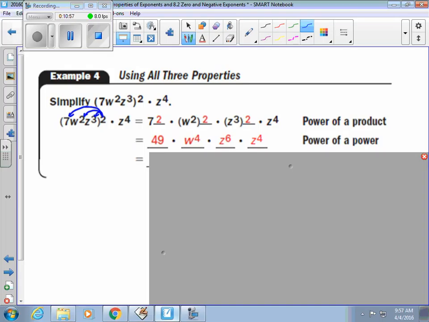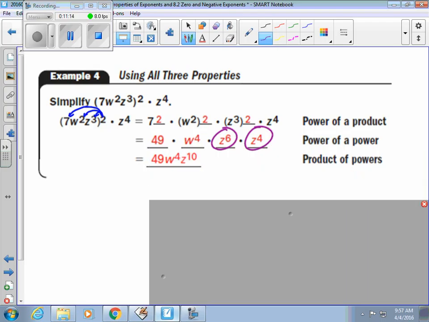The last step, you have the same bases. Notice the last two factors, z to the sixth and z to the fourth. Same bases, z and z. So now you add the exponents. 6 plus 4 to get z to the 10th. 49, w to the fourth, z to the 10th.